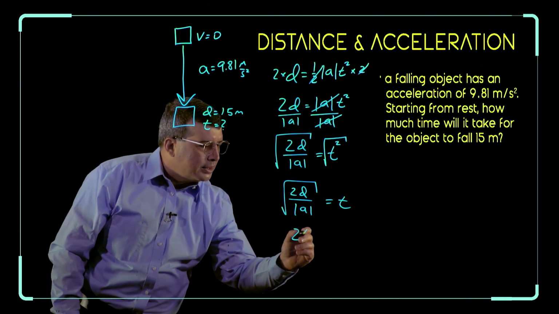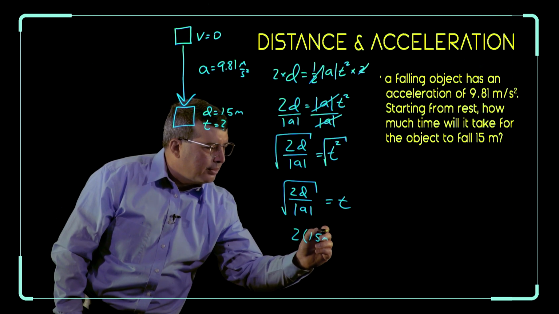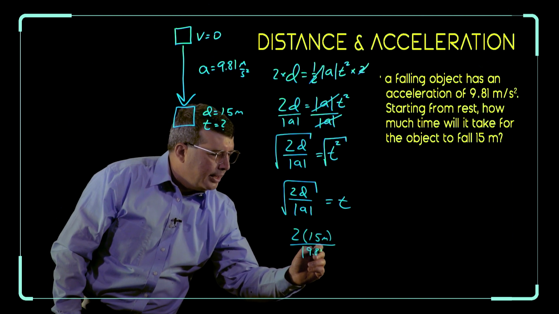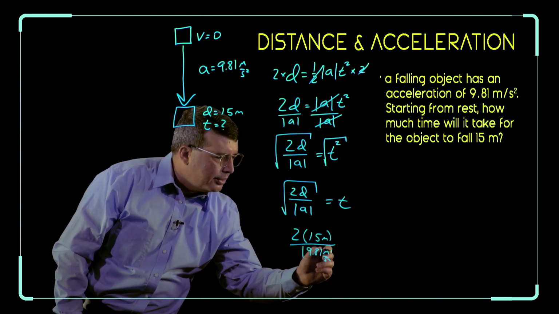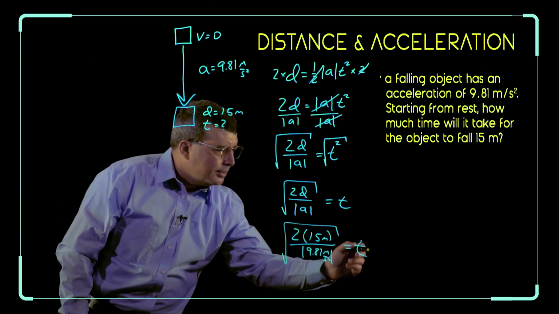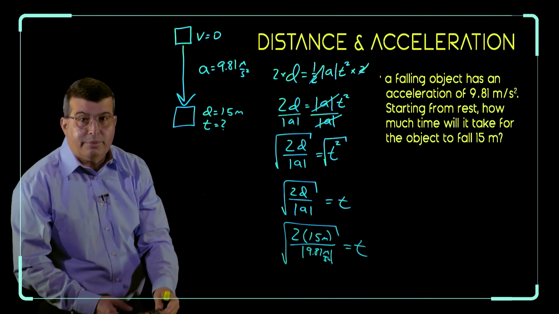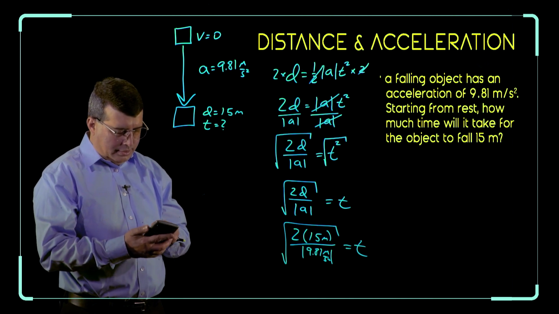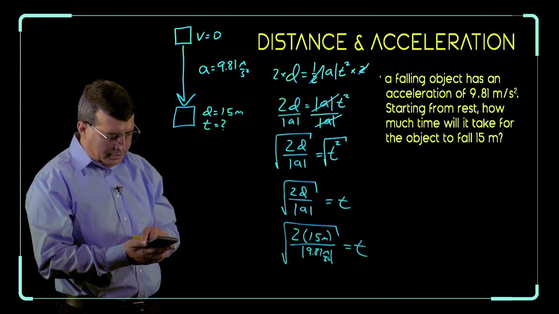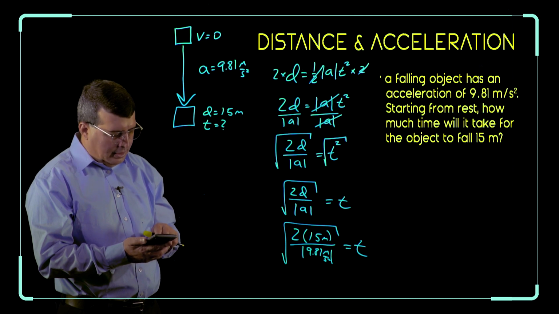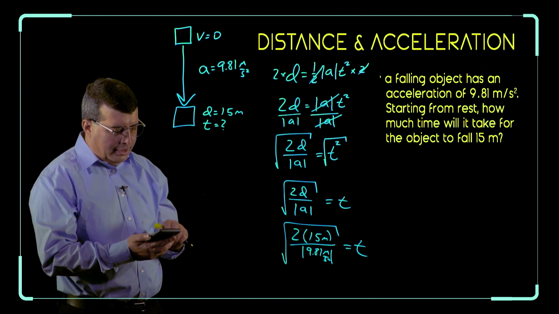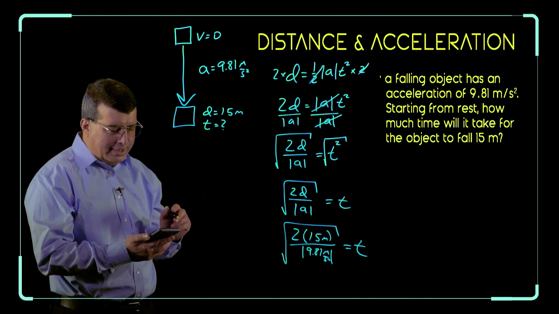So twice 15 meters over 9.81 meters per second squared, take the square root, is equal to my time. So we can do that calculation. Square root of 2 times 15 divided by 9.81. My number is 1.75.